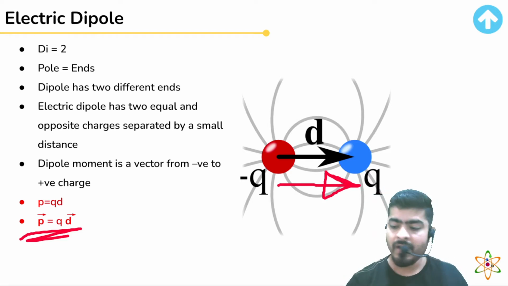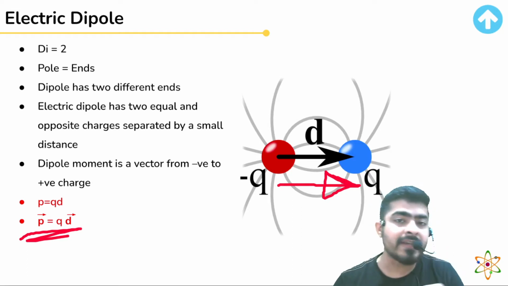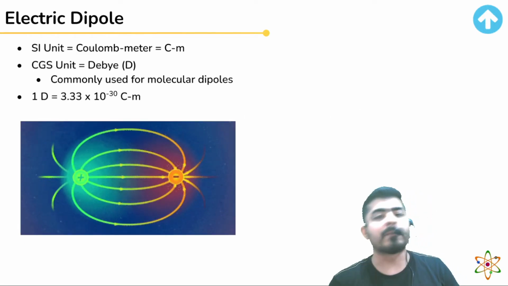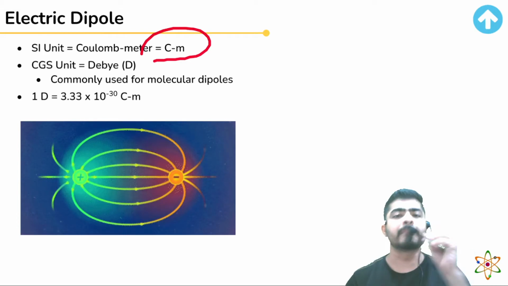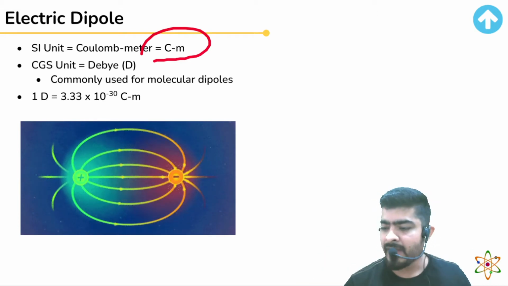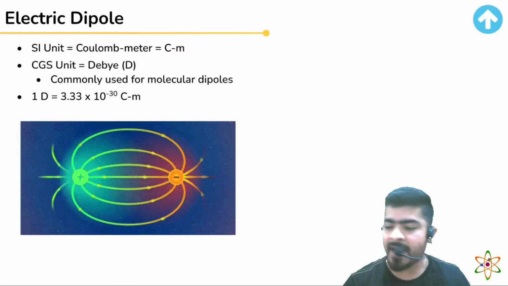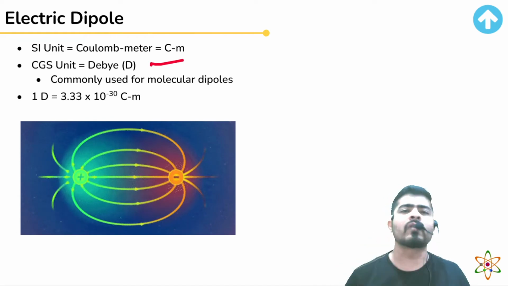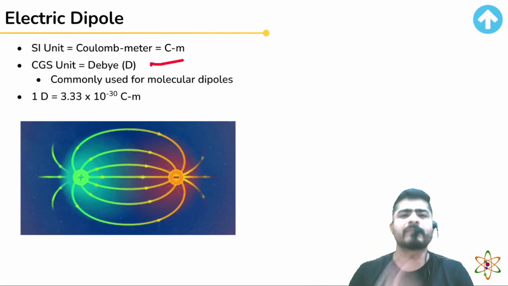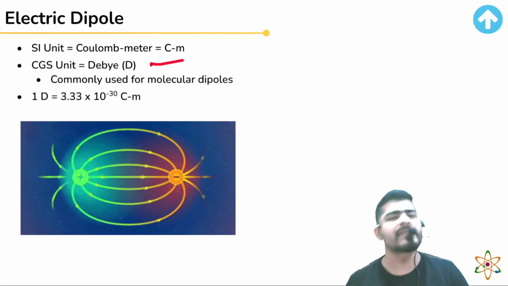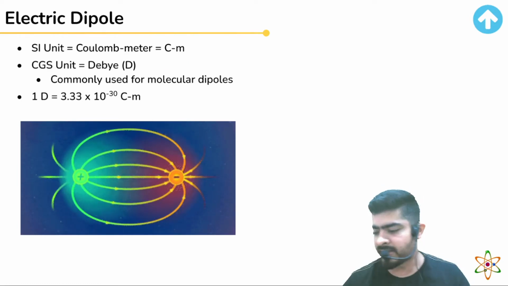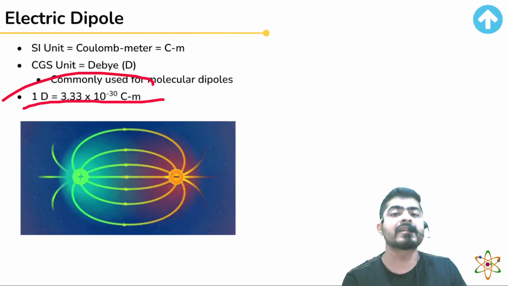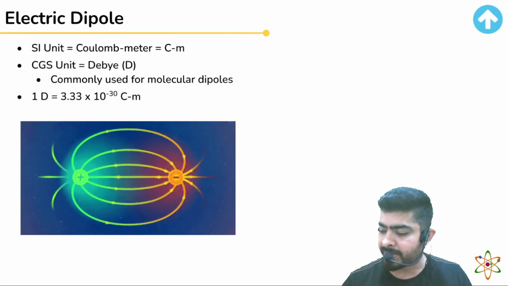Since dipole moment is multiplication of charge and the distance between the charges, the unit of electric dipole moment is coulomb meter. This is the SI unit. And coming to the CGS unit of dipole moment, which is called debye. You must have seen this unit much more in the chemistry topics, it is used frequently in chemistry questions. In physics, you will encounter this rarely, but you should know this. The value of 1 debye is 3.33 into 10 to the power minus 30 coulomb meter.